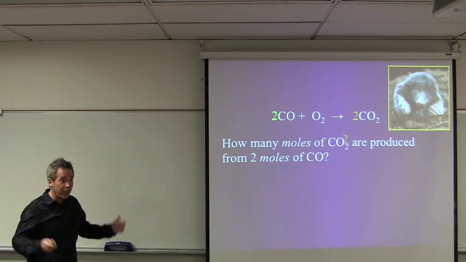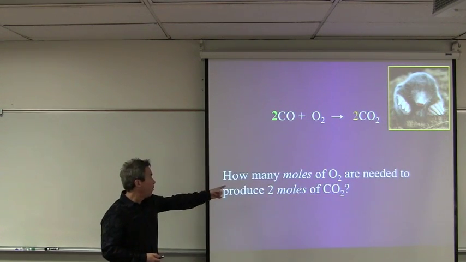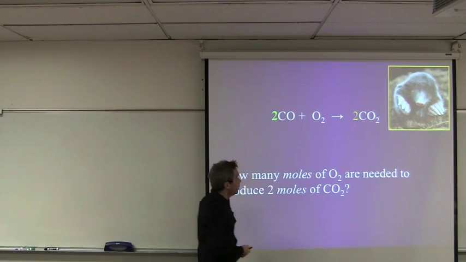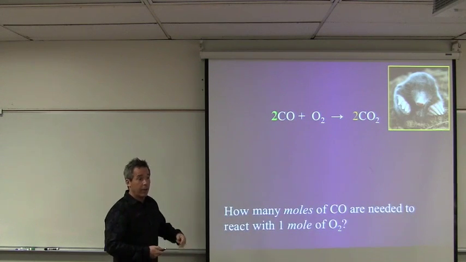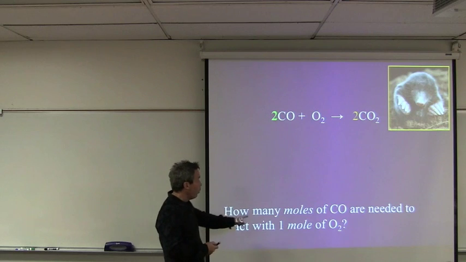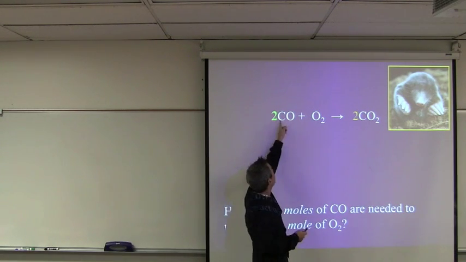Yeah, it's the same numbers, right? Just think of this as molecules or moles. How many moles of O2 are needed to produce 2 moles of CO2? 1. These are just the same questions. The point is you could answer these as either molecules or moles of the substance. How many moles of carbon monoxide are needed to react with 1 mole of O2? 2, right?